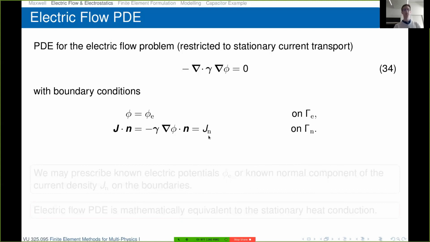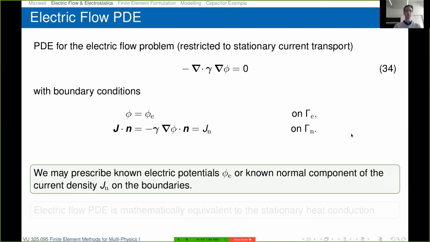What do they physically mean? Physically we can set known electric potentials at boundaries, or we can describe the normal component of the current density entering or leaving via the boundary, which is Jn.